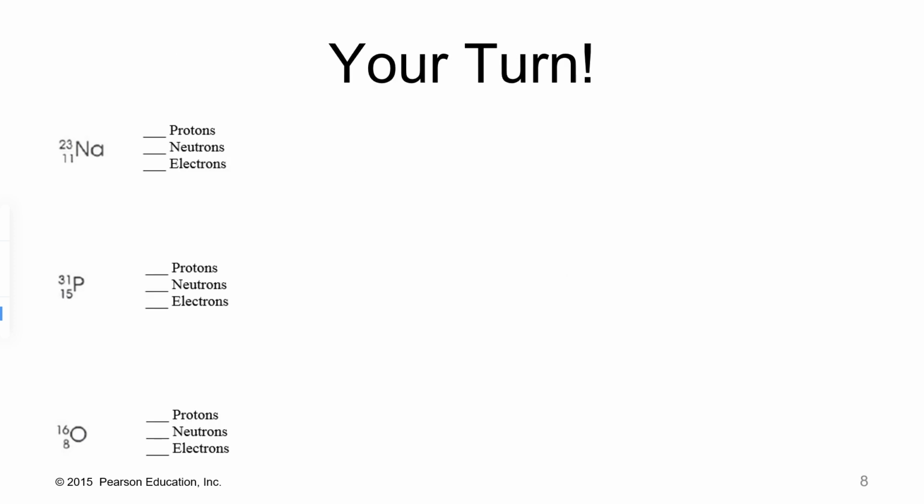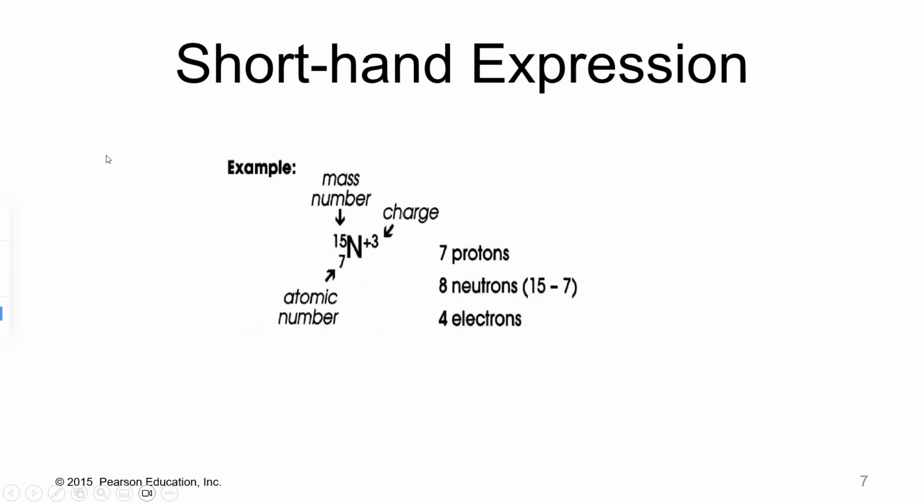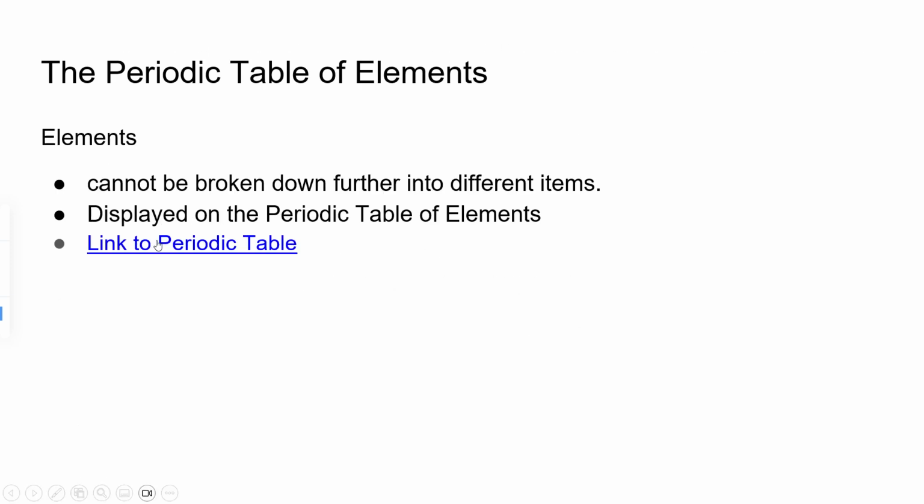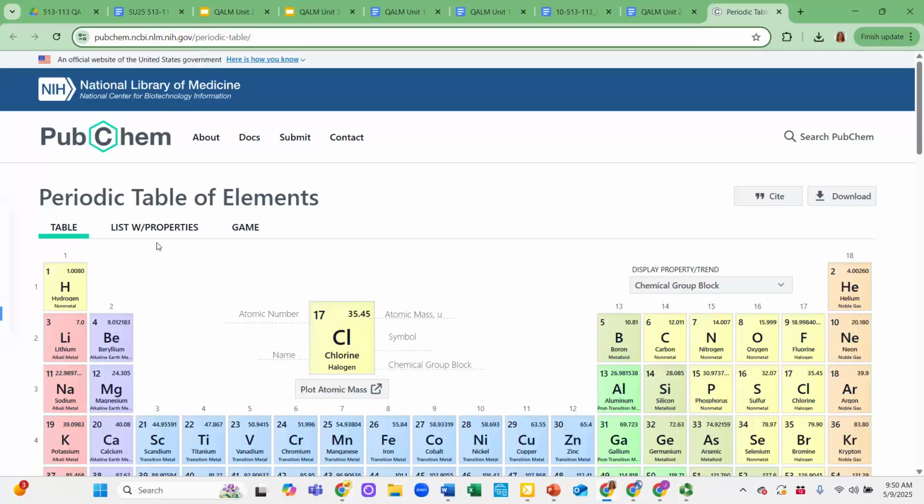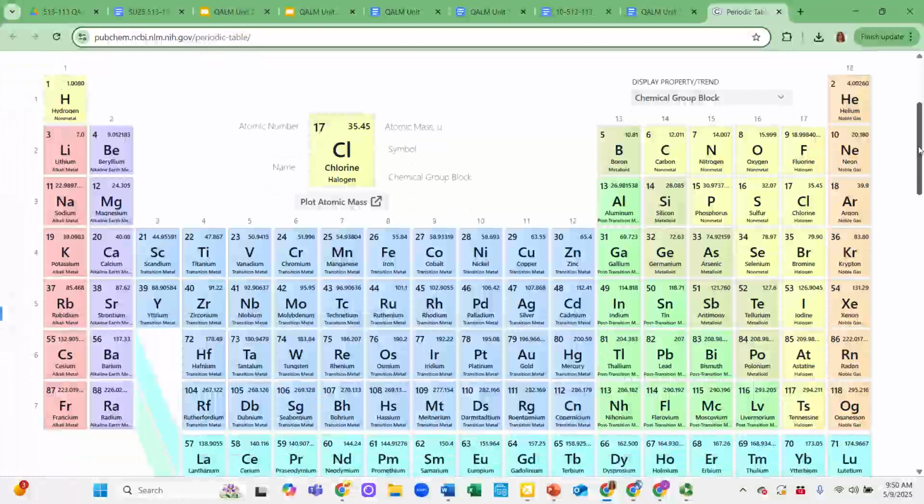So looking at this, we're going to go through some examples of how to calculate the number of protons, neutrons, and electrons, and then we're actually going to draw out these atoms. So here we can see Na. Now there's a link to the periodic table right here. I highly recommend that you print out a copy of the periodic table and have it next to you during this lecture, because we're going to come back and reference all of this information.